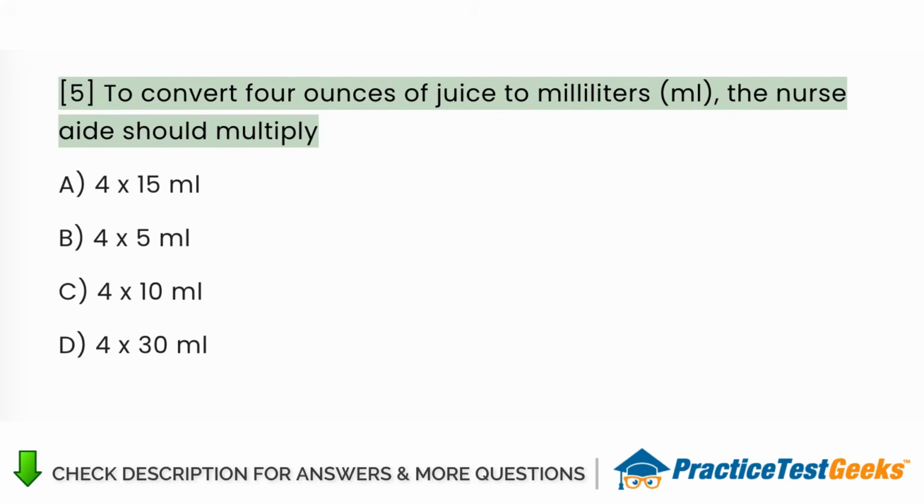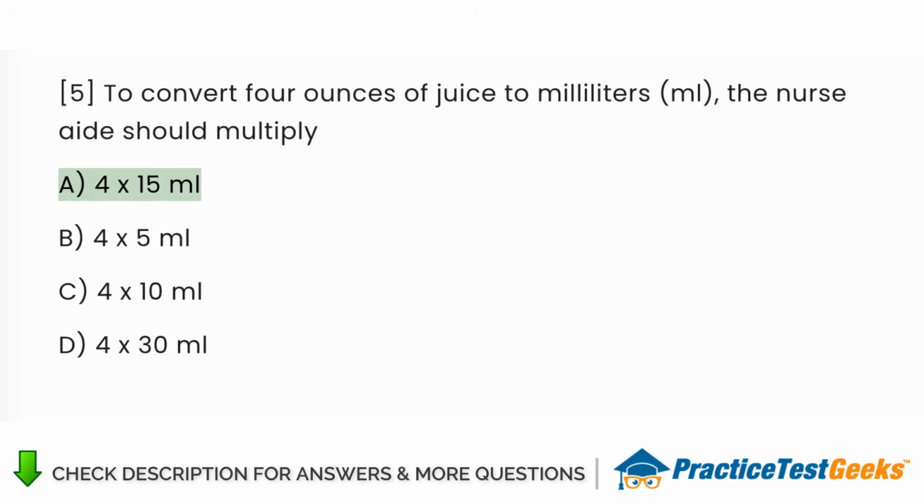To convert 4 ounces of juice to milliliters, the nurse aide should multiply A. 4 by 15 milliliters. B. 4 by 5 milliliters. C. 4 by 10 milliliters. D. 4 by 30 milliliters.